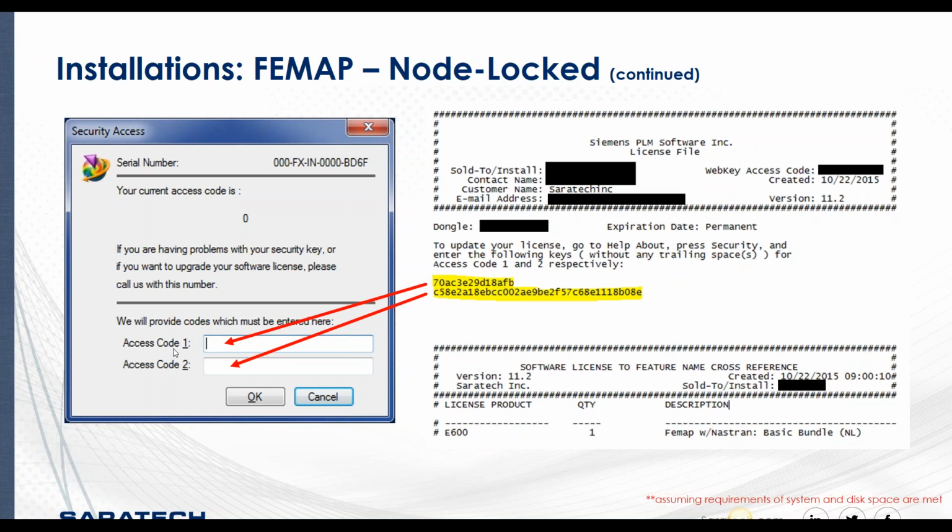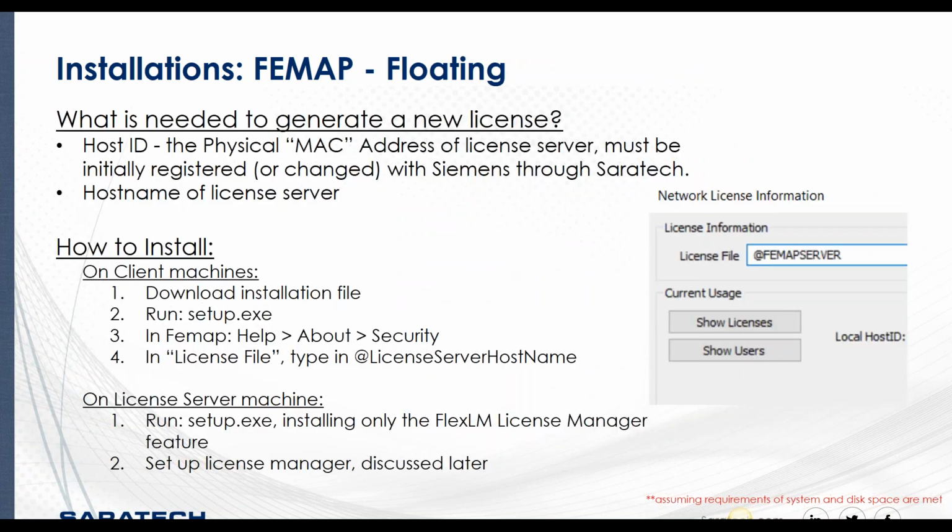The first one being the first access code, and the second one being the one right here. Make sure you don't mix those up. The first one is aptly the first one. So continuing on, that's all you'll need for FEMAP node locked.